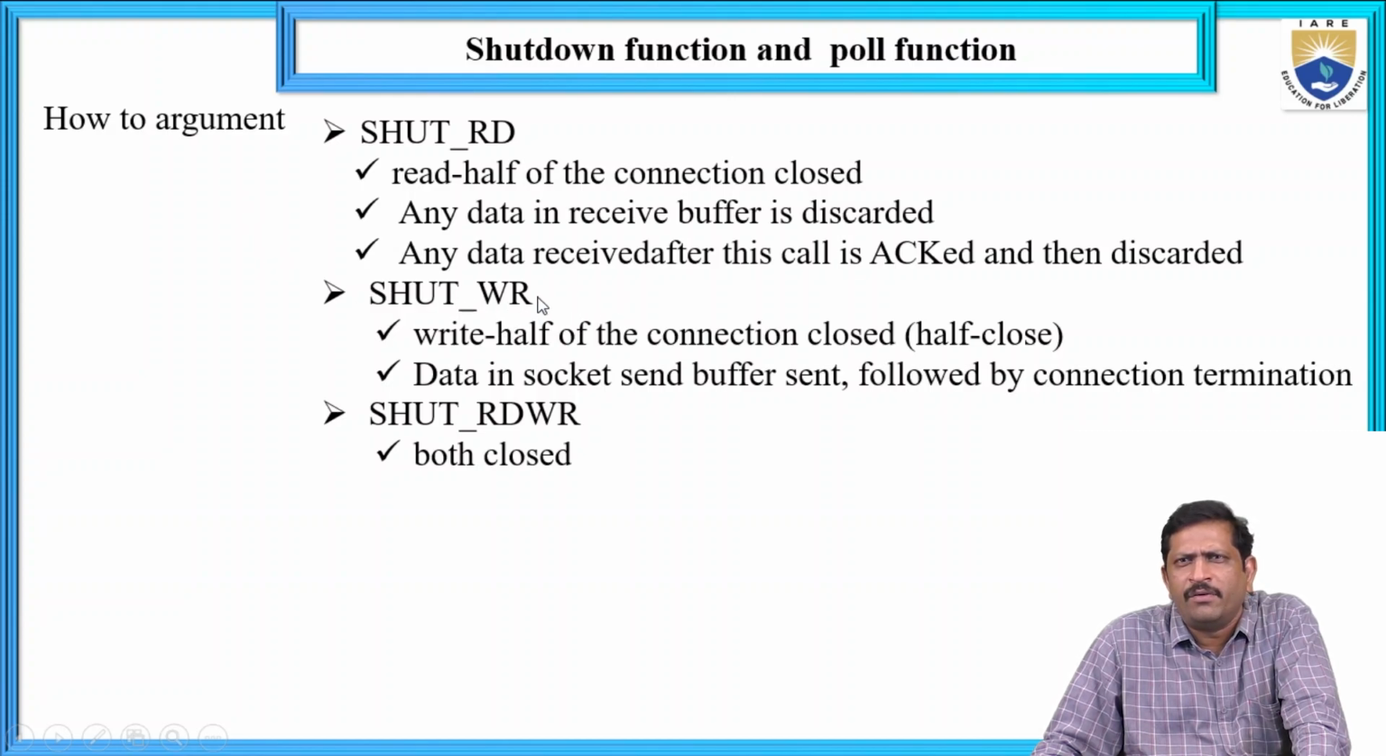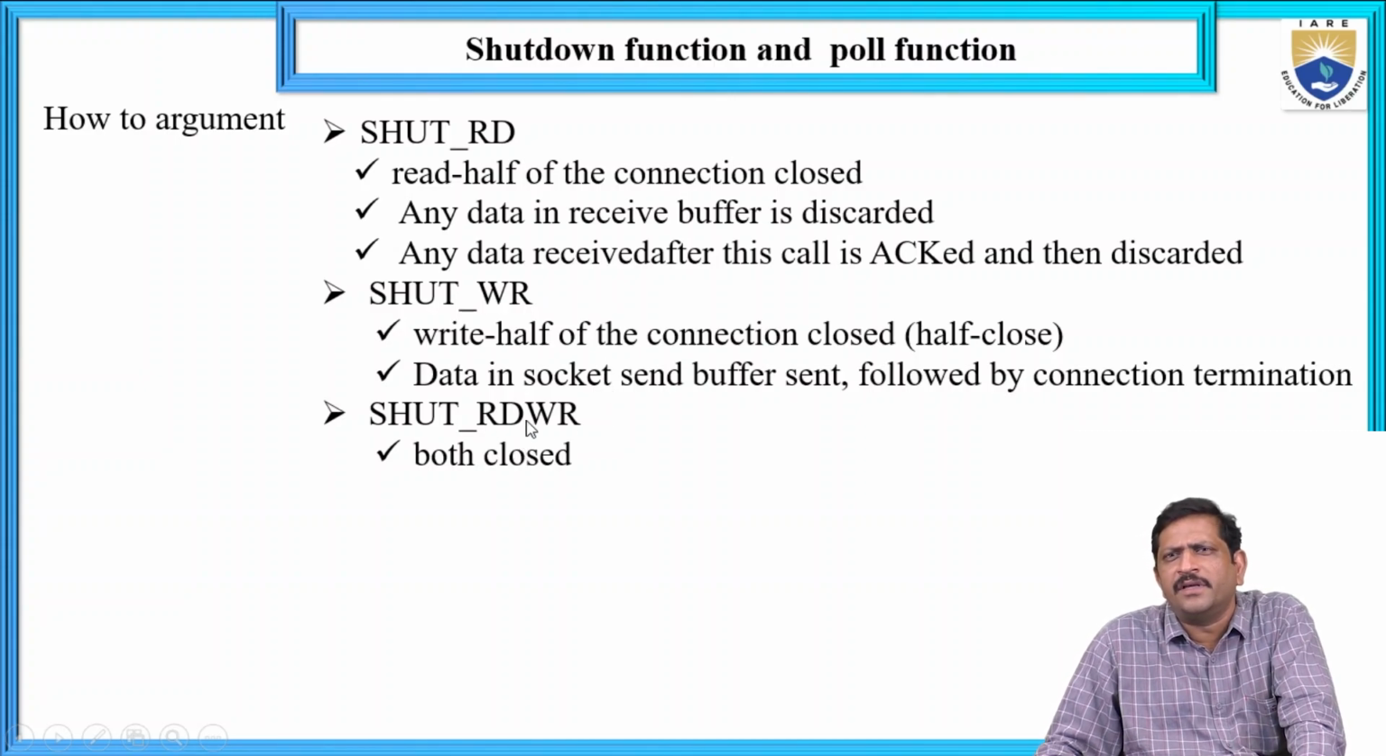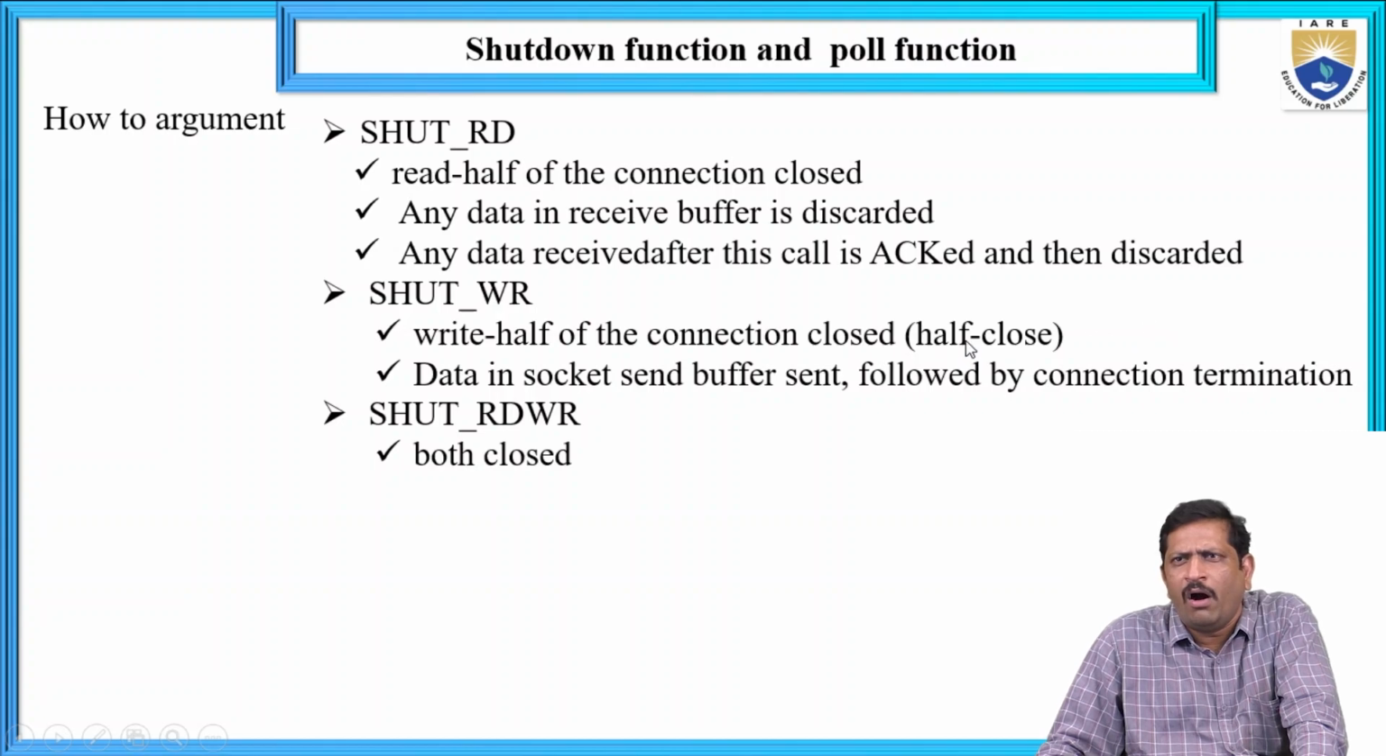SHUT_RDWR means reading and writing, both can be. Here is the reading and writing. SHUT_RD is only the reading. SHUT_WR is writing. WR means writing. Shutdown writing: the write half of the connection is closed. Half should be closed.